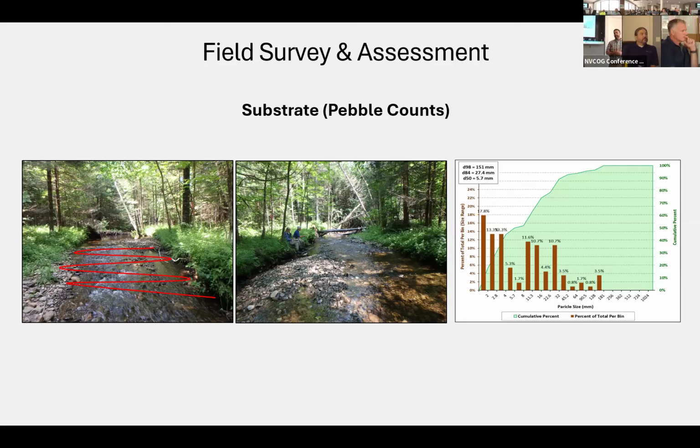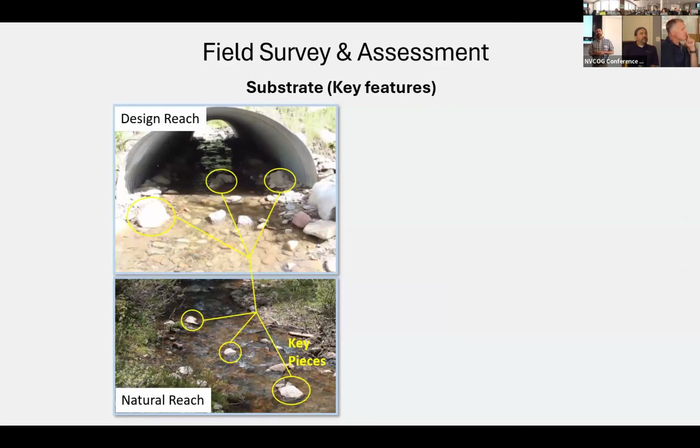And you need to run that through some analysis too, some hydraulics, to understand: is that going to stay? Does it need to be upsized? So, next slide. And then also, in addition to doing a general pebble count, we looked at key features.